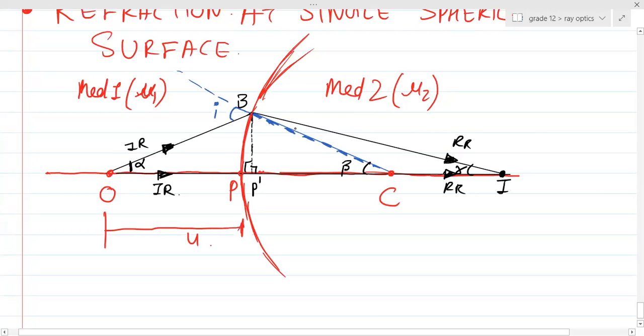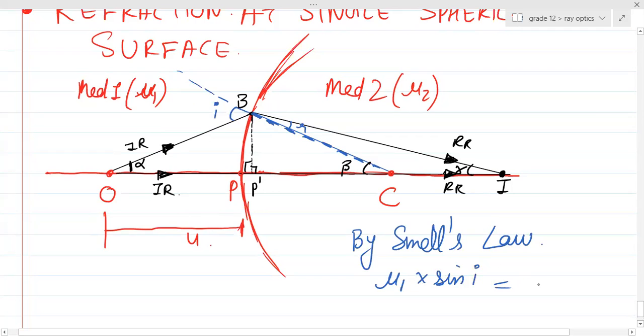This angle is the angle of incidence, and this angle is the angle of refraction. Yes or no, guys? Now, can you see this particular thing by Snell's law? Can you apply Snell's law over here at this particular point on this surface? Can I write mu1 multiplied by sine of i is equal to mu2 multiplied by sine of r? Can I say this?